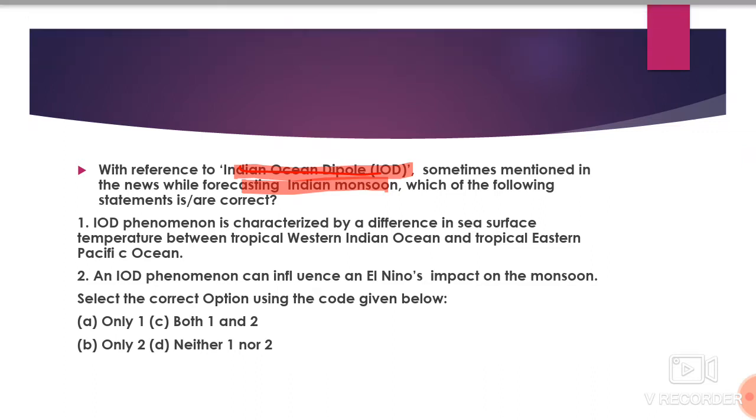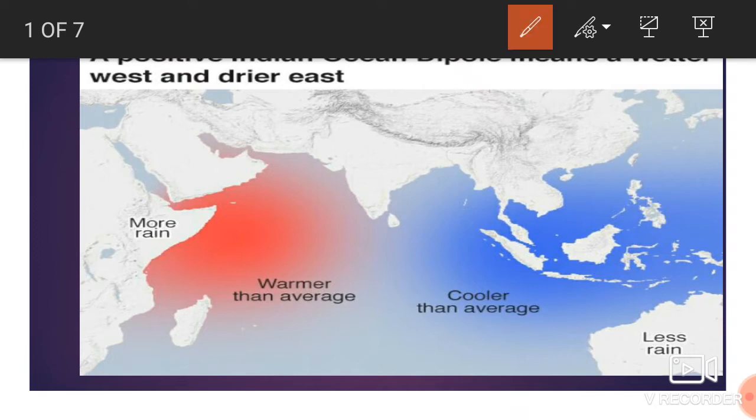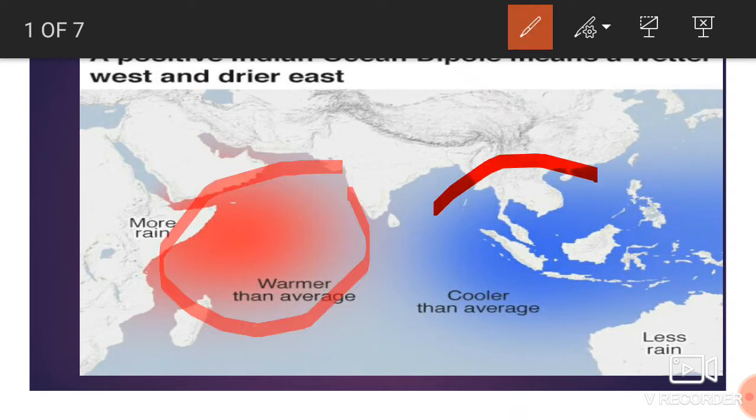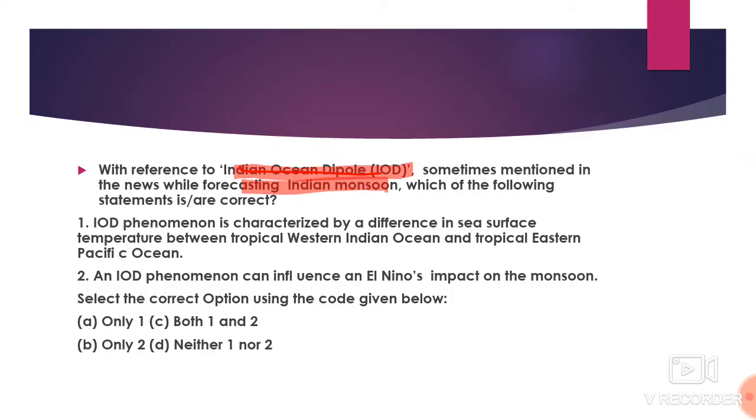We will get this from this picture, that a dipole is happening here. This portion is becoming warmer and this is getting colder. So a kind of pole-like situation is created, which are totally different from each other. And because this phenomenon is taking place in the Indian Ocean itself, it is known as the Indian Ocean Dipole. Okay, so we are done with the decoding of this term.